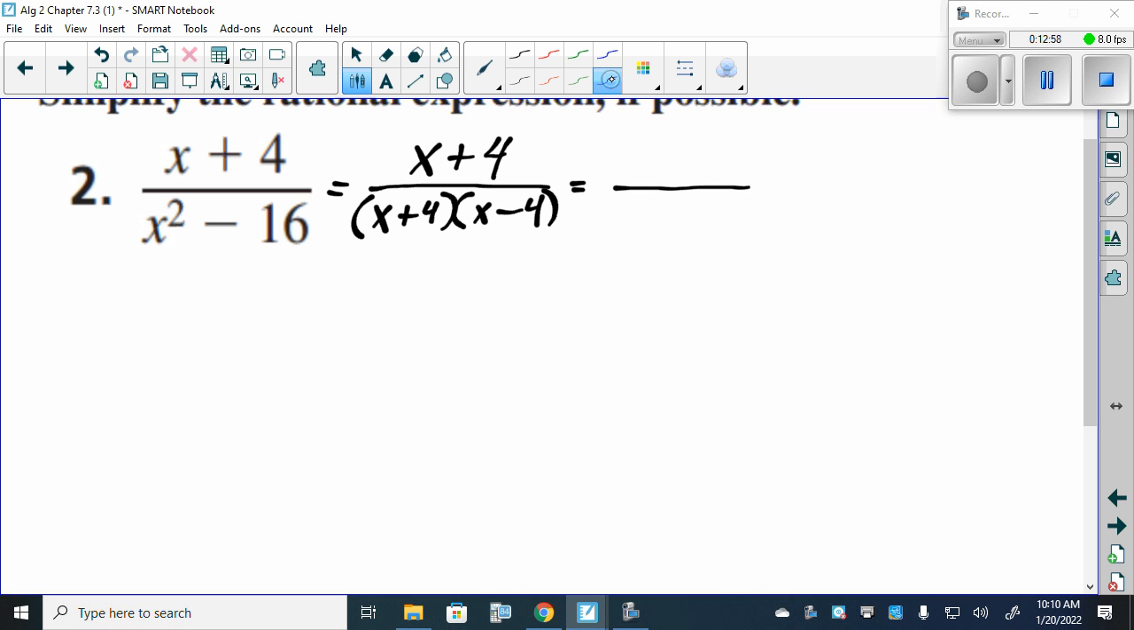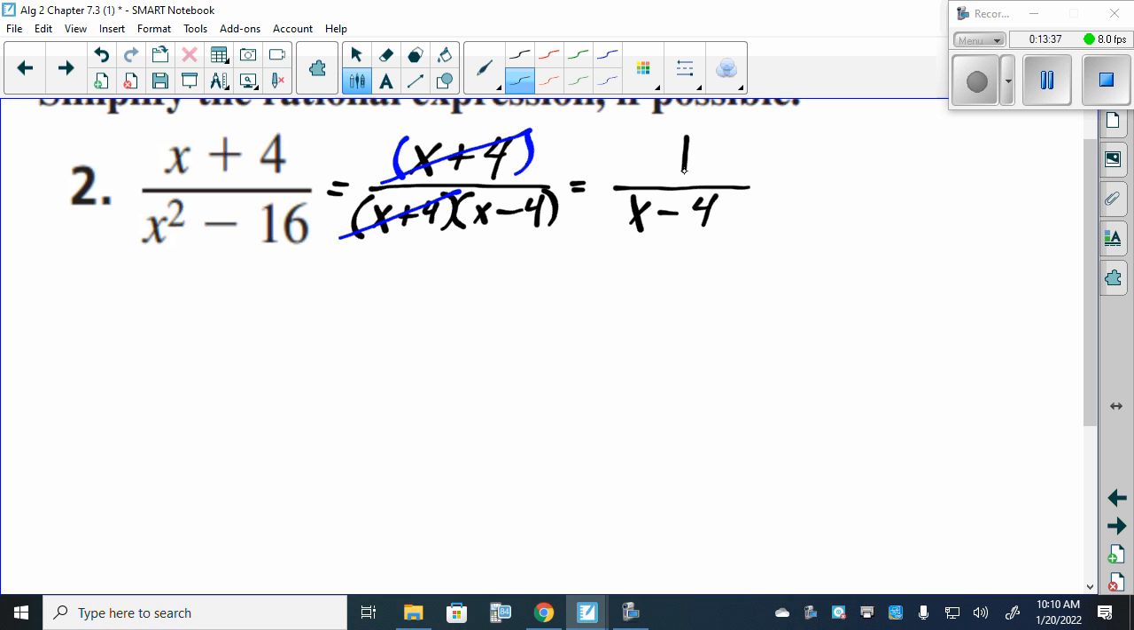And now we can simplify what's in common on top and bottom. So the x plus 4 is one whole term. Because whenever we have something added or subtracted, it's going to be considered one whole term. Now we can see that there is an x plus 4 on top and bottom, so this x plus 4 and this x plus 4 will cancel out, leaving us with x minus 4 on bottom. What do we have on top? 1.